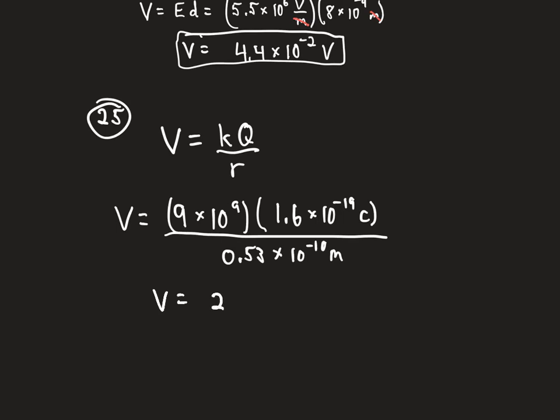What was the 9 times 10 to the 9? That's K, which has really, really long units. Newton meters squared per coulomb squared.